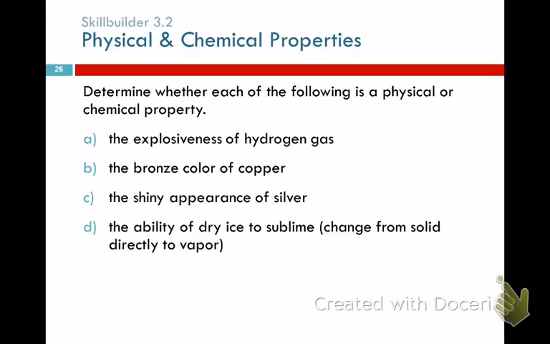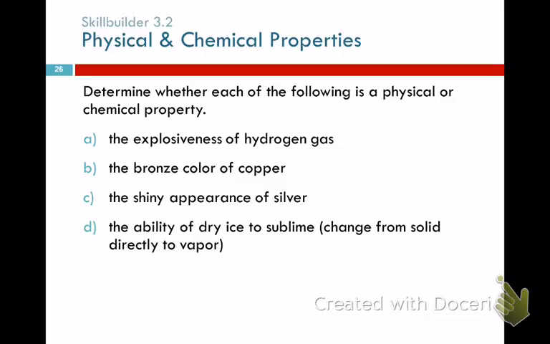Which of the following is a physical or chemical property? The explosiveness of hydrogen gas. Chemical, because when hydrogen burns, it's basically the burning of hydrogen. Any combustion, any burning is a chemical change. So like I always used to say, my cooking is an example of a chemical change because I burn stuff all the time. But the explosiveness of hydrogen gas is a chemical change.